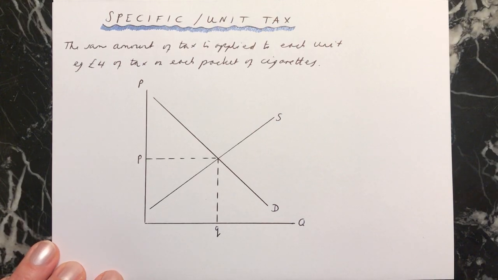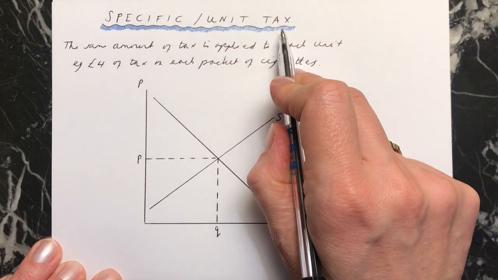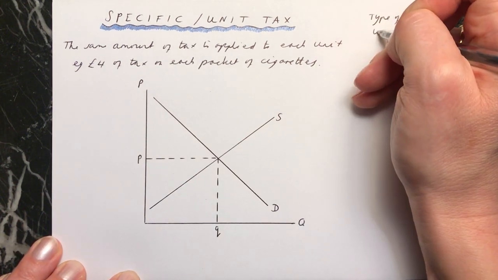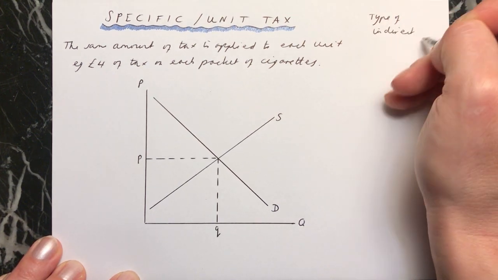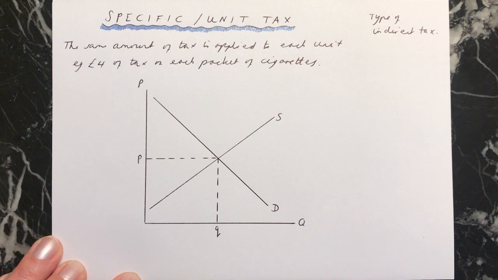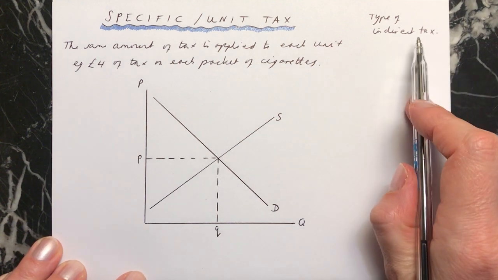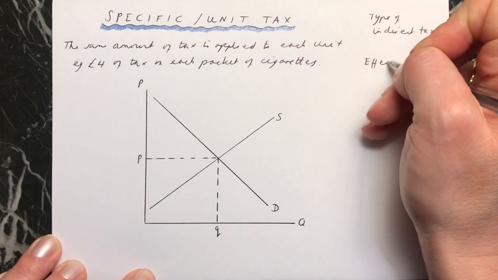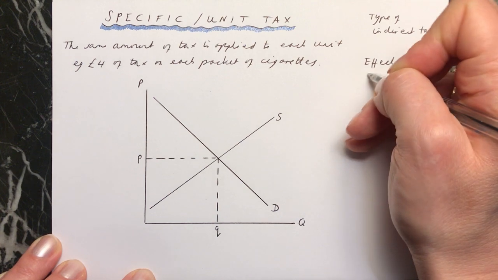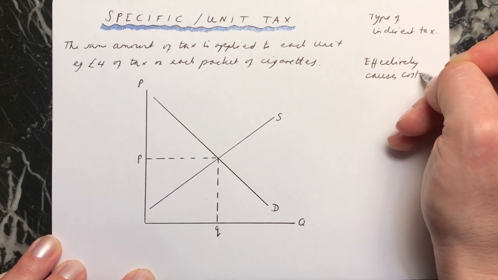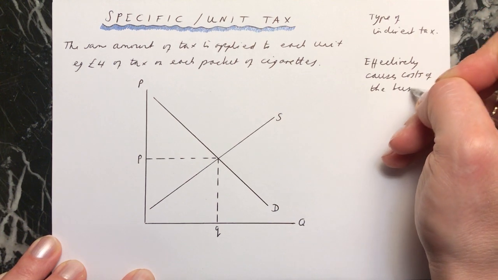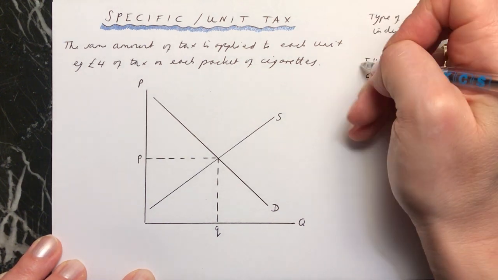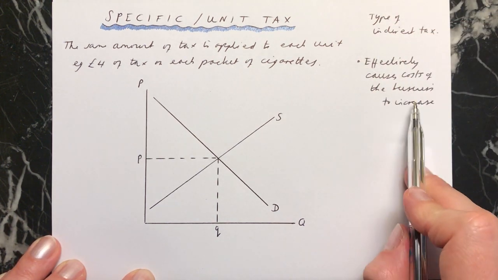Hi everybody, in this video we're going to have a look at specific or unit taxes in more detail, and you'll remember that this is a type of indirect tax. That's a tax on goods and services. And because it's the firm that will be paying the tax to HMRC, what this effectively does is it causes the costs of the business to increase.